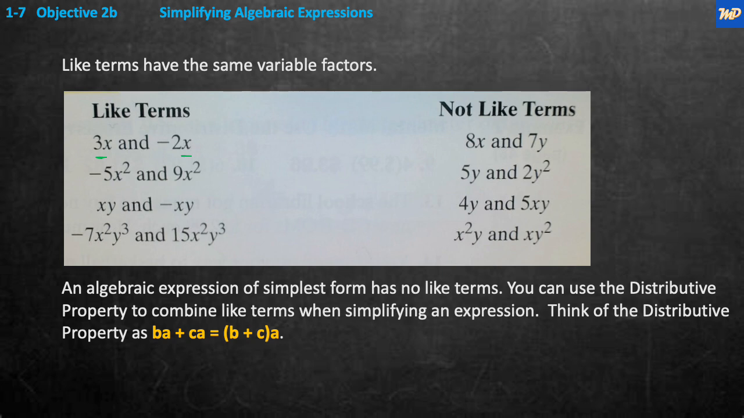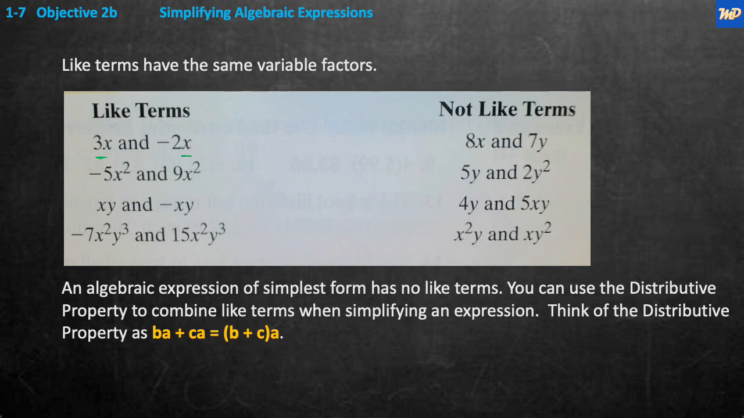How about this one? It looks bigger, right? Minus 7x squared y cubed and 15x squared y cubed. These are like terms because we have x squared y cubed. They're identical.